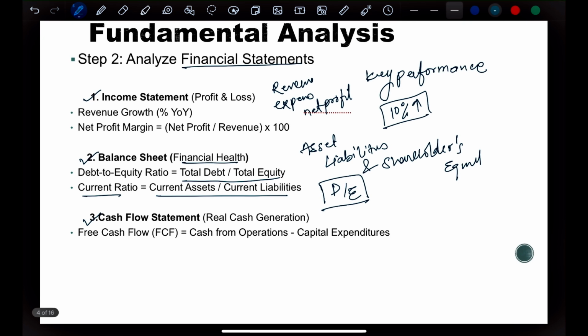And our third statement is the cash flow statement, which keeps track of cash inflows and outflows within the company. A positive cash flow indicates a good, strong financial position, while on the other hand negative cash flow indicates that the company is not doing well on a cash flow basis, which means it is not generating enough positive cash flow.